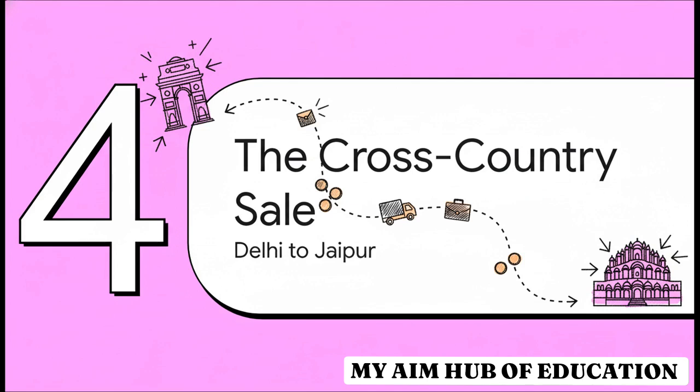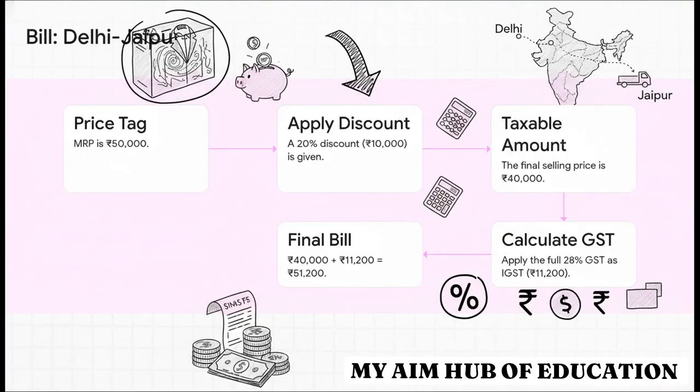We're following a sale from a seller in Delhi to a buyer in Jaipur, and you'll see how the math completely flips. All right, a bit of a bigger purchase this time. The MRP is 50,000 rupees, and there's a 20% discount. That brings our taxable selling price down to 40,000 rupees.